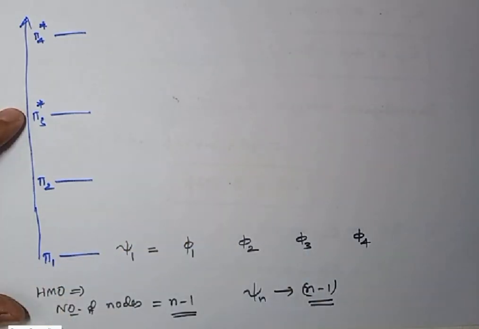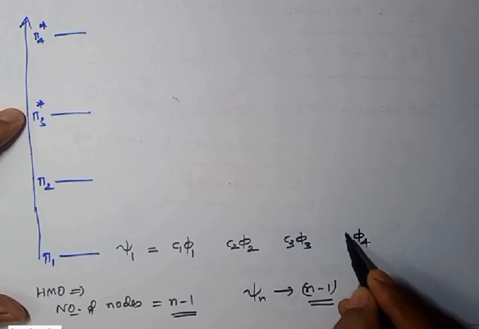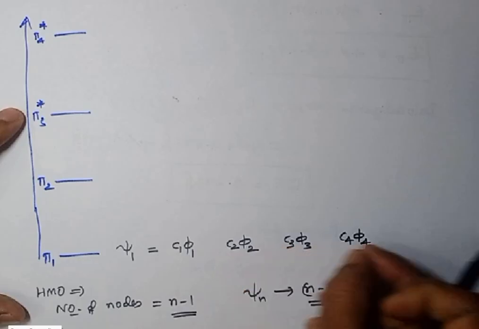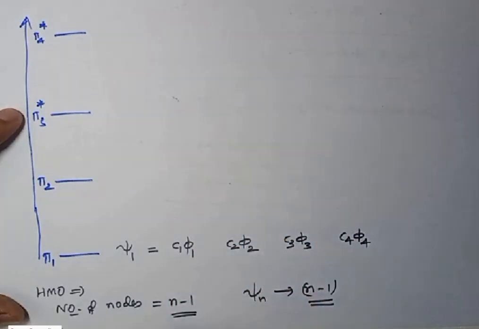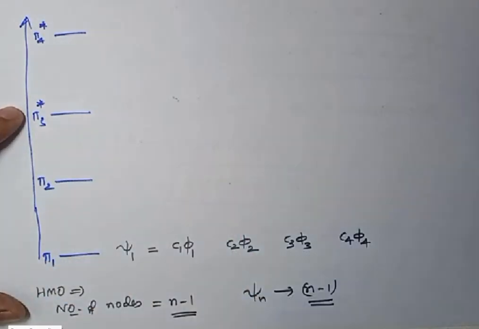Observe carefully. For the first atomic orbital, some coefficient should be there. Let me write this coefficient as C1, this coefficient as C2, this coefficient as C3, this coefficient as C4. It is our duty to find the coefficients, but I am not going to do that. I am going to give you some other information which is very useful for us. Since psi1 means no node.